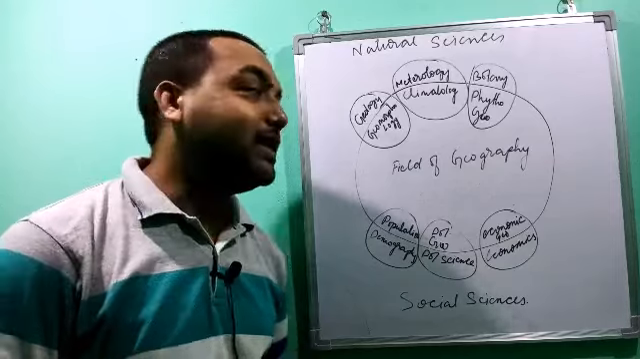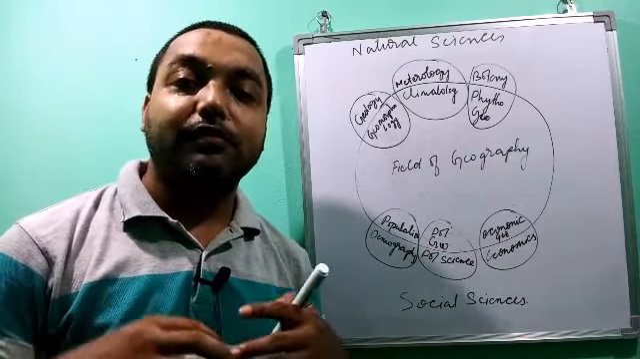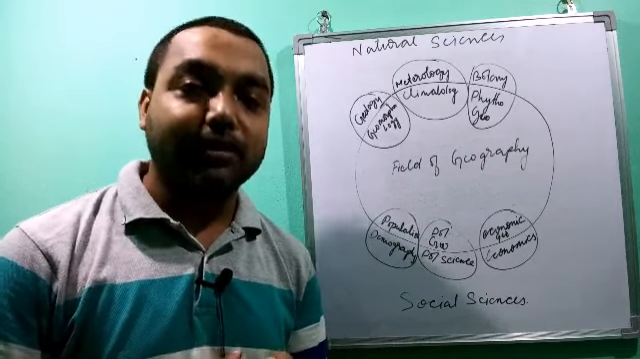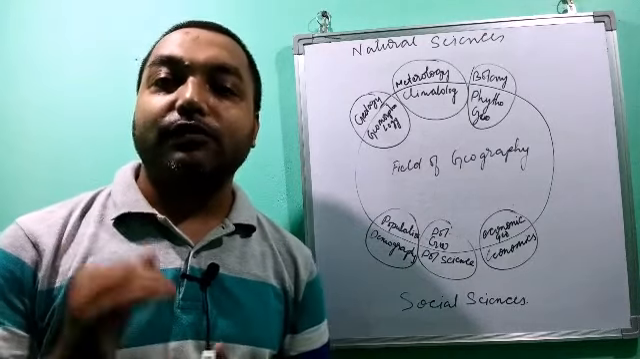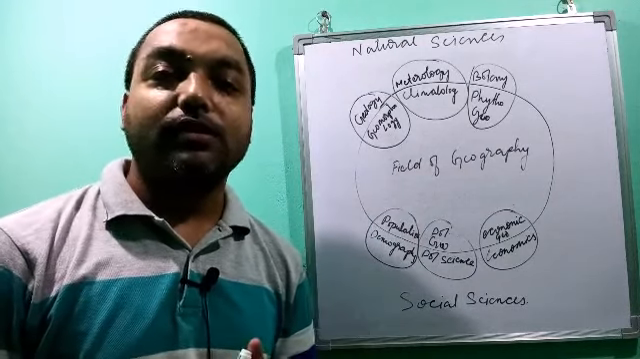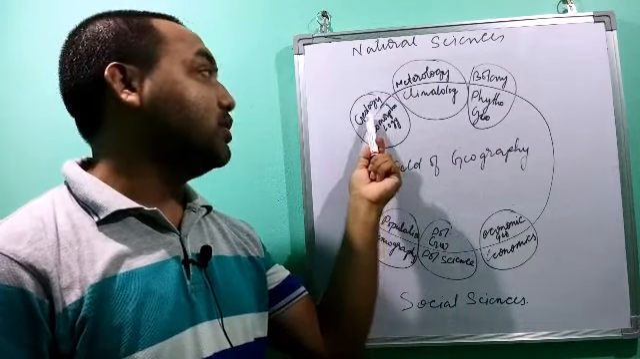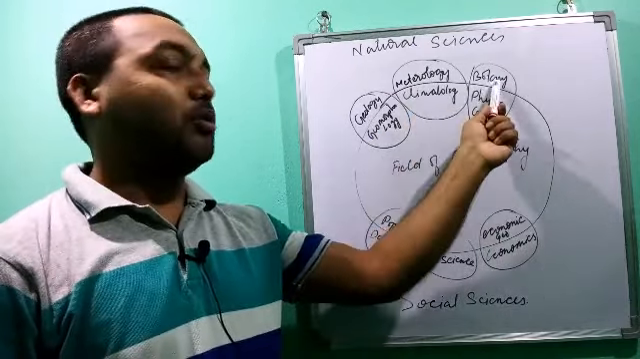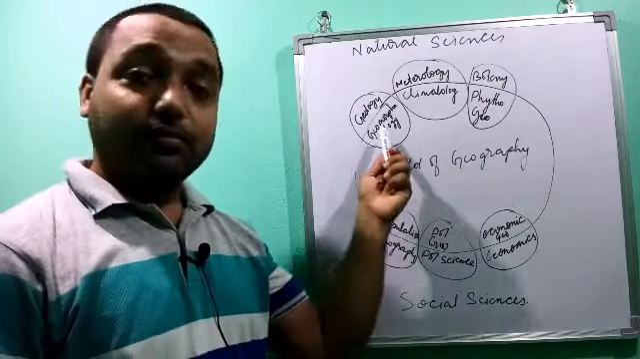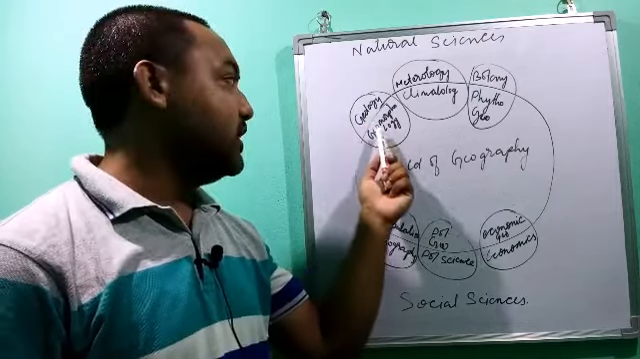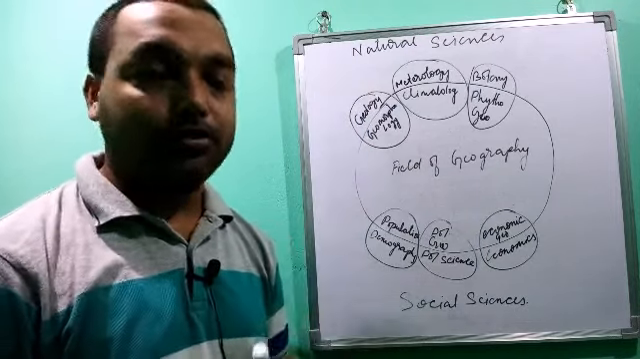Now when geography enters a different branch, it gives rise to a new discipline or new branch of geography. So physical geography enters various other natural and social sciences. These natural sciences are like zoology, geology, meteorology, and botany. Geology studies rocks. So from geology has come geomorphology, the study of rocks, which is a part of geography.